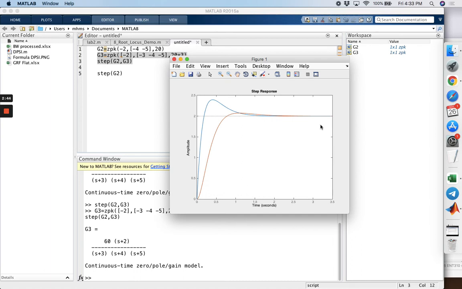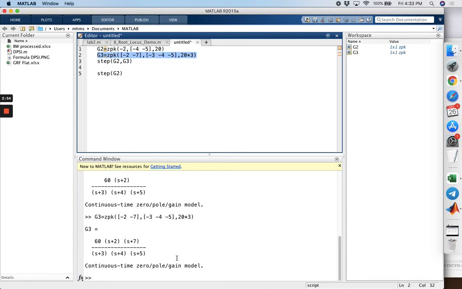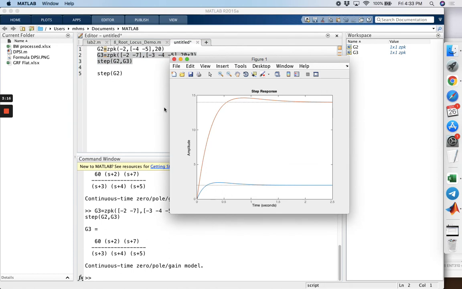Let's say we have another example here. I want to add another zero, let's say at -7. So now our G3 becomes a third order system with 2 zeros. I did compensate for the poles by multiplying with 3, but let's say I don't compensate for the zero at -7 here. What happens when we plot is, as you expect, there will be a difference in amplitude. So we cannot compare these two plots.